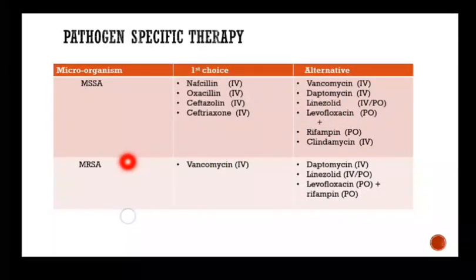Then MRSA, methicillin resistant Staphylococcus aureus. The first line choice is vancomycin in IV form. The alternatives are daptomycin in IV form, linezolid in IV or oral form, and levofloxacin plus rifampin in oral form. For MSSA, beta lactam is more effective than vancomycin. For MRSA, beta lactam is not effective.